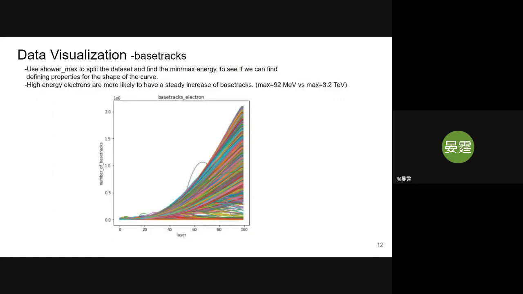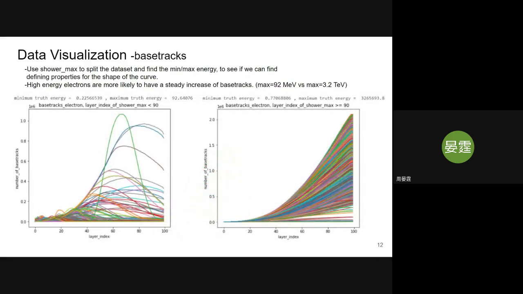Next, we dive deeper into the base tracks dataset. Using the information from the previous high-dimensional features, we can split the data by the position of the shower maximum and get the energies to see what energy level of shower event contributes to these different base tracks. So here we have split the base tracks by position of the shower max at 90, for electrons. And we can see that this is quite a good split.